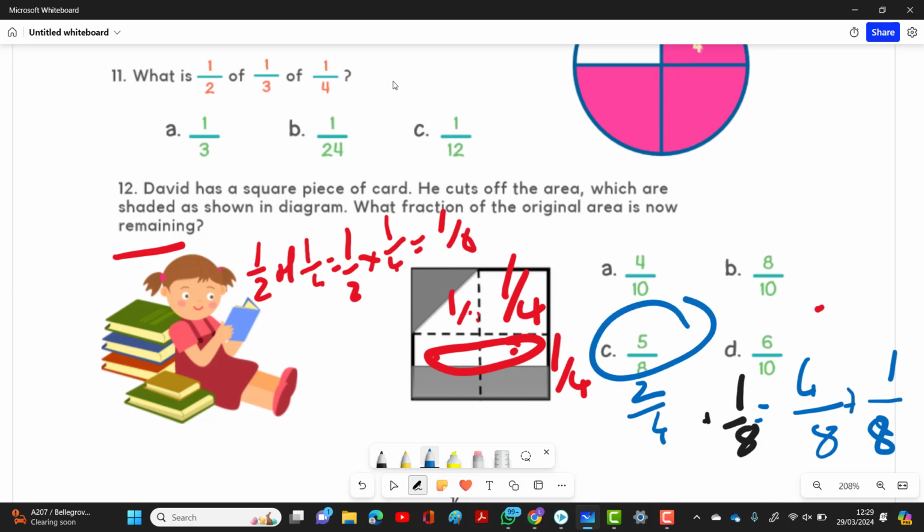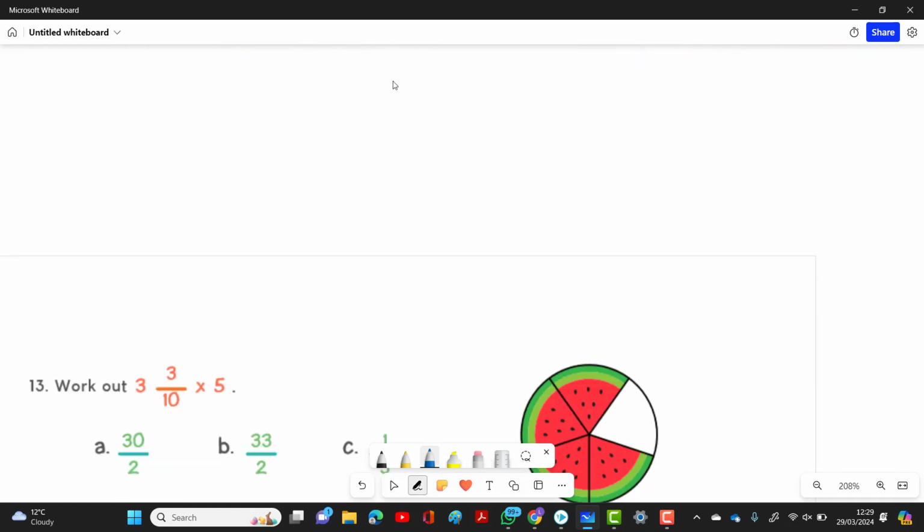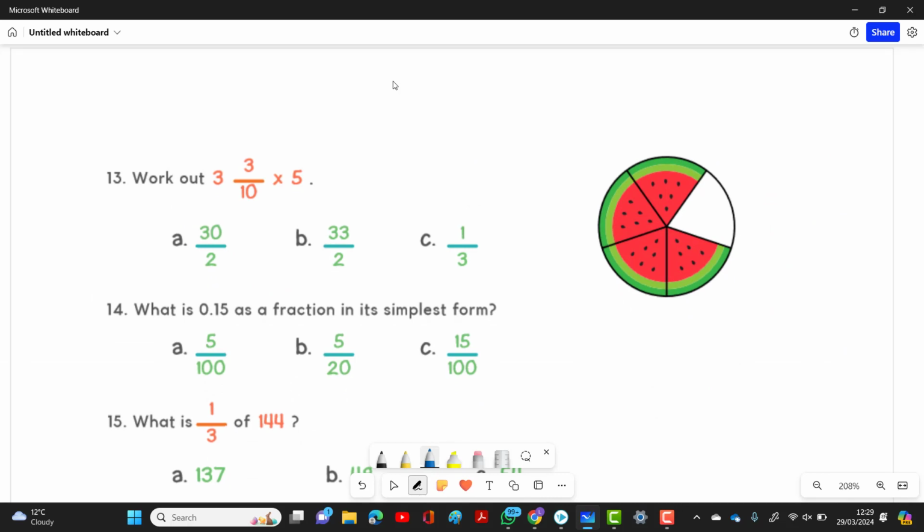So number 12 should be C. I think the answer in the book seems to be wrong on that one. I think the book puts D, but it's not D. It's C. Okay, let's go to 13.